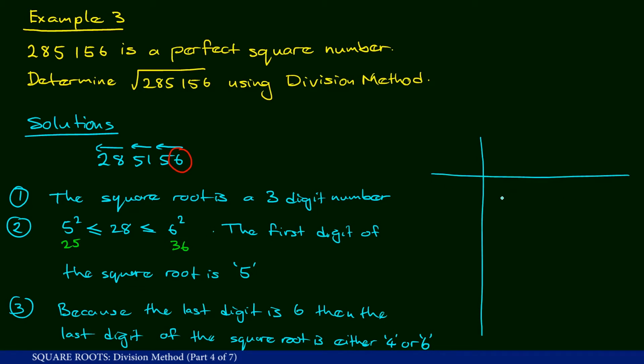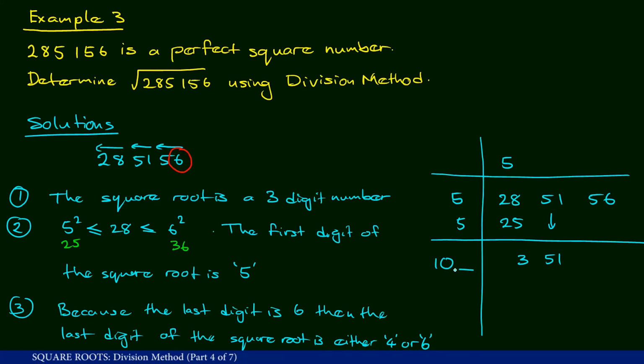So the pairs are 28, 51, and 56. The first digit, remember, is going to be 5. So 5 times 5 is 25. The remainder is 3. Bring down 51 here. So this becomes our new dividend, 351. And we bring down this 5 here, so that becomes 5. Add together, it becomes 10. And we leave out the next digit.